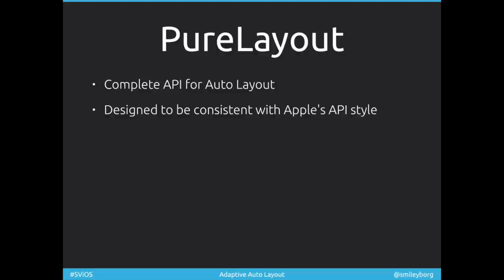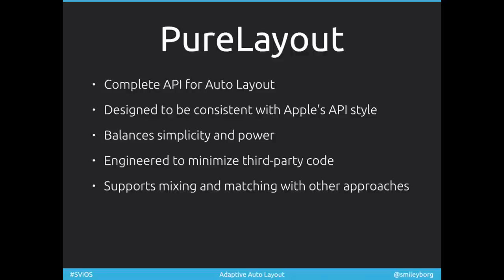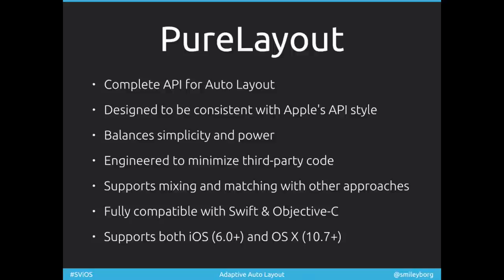It is designed to be consistent with Apple's API, meaning it actually looks and reads somewhat like Cocoa. It also tries to balance simplicity and power. So it tries to have real minimal third-party code, but still offer a lot of value, meaning it tries to help you write your Auto Layout code a lot more easily. It also supports mixing and matching with other approaches, so it's not an all or nothing sort of thing, even though it can be. You can easily use it in combination with the Visual Format Language or the NSLayoutConstraint API or even Interface Builder for that matter. So it's pretty flexible and it's fully compatible with Swift and Objective-C all the way back to iOS 6 and OS X 10.7. Pretty awesome because those happen to be the first two releases where Auto Layout was actually introduced on the platform.